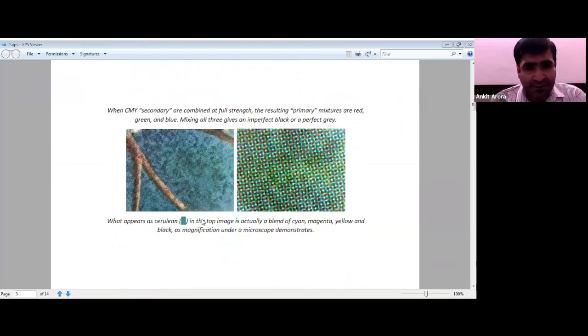I have brought a few examples for you as well. When CMY secondaries are combined at full strength, the resulting primary mixtures are red, green, and blue. And mixing all three gives an imperfect black or a perfect gray. This topic basically requires a lot of graphic images so that it is understood well.